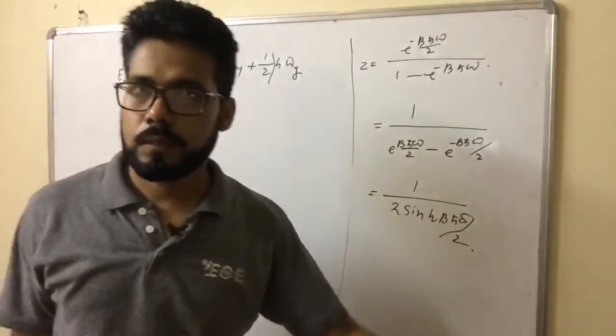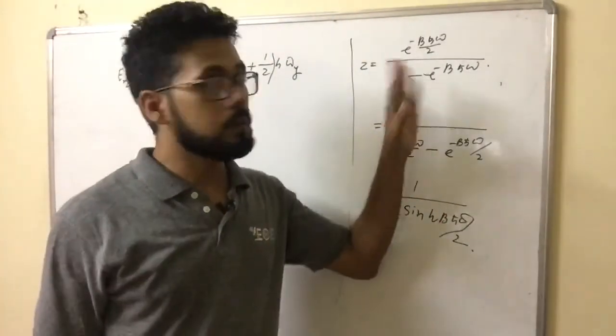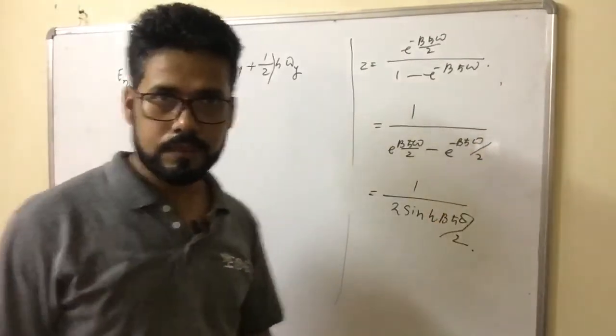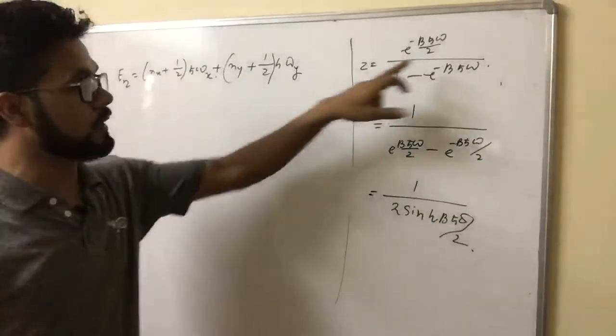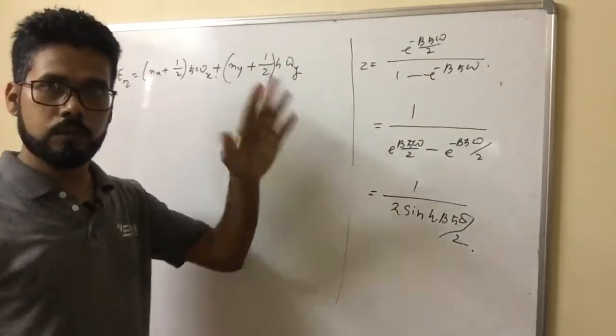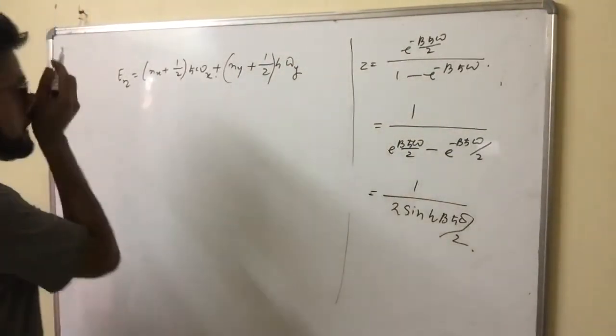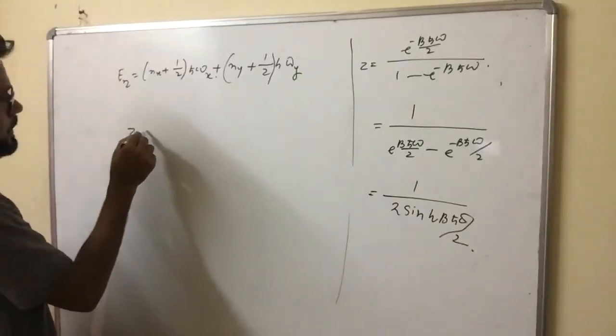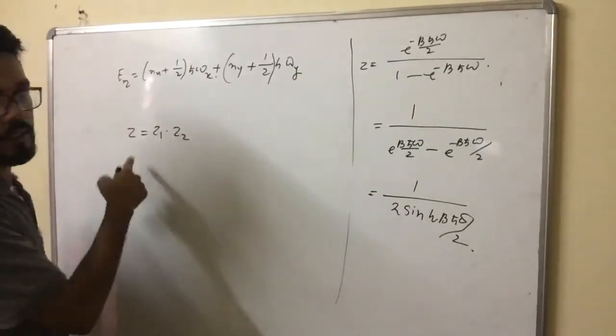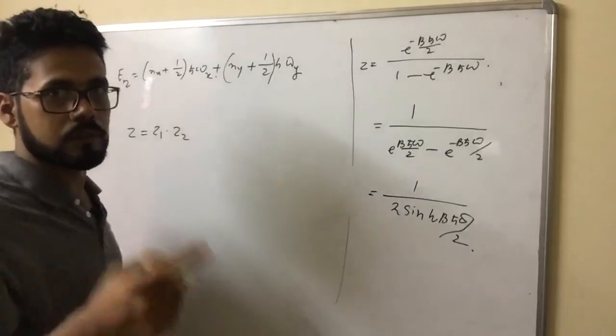What will be the partition function? The partition function will be a product. Why a product? If you put this value in the partition function formula, you will get two separate summations. So the partition function will be equal to z1 into z2. You can check it also, but I am not going to check because of time constraint.